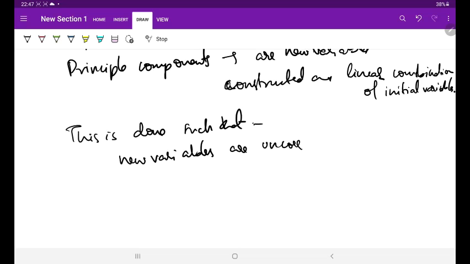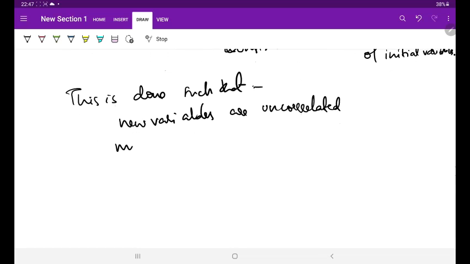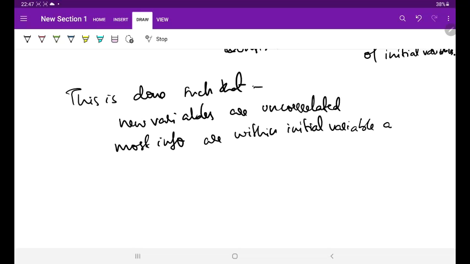New variables are uncorrelated, and most of the information within the initial variables is compressed into the first components.